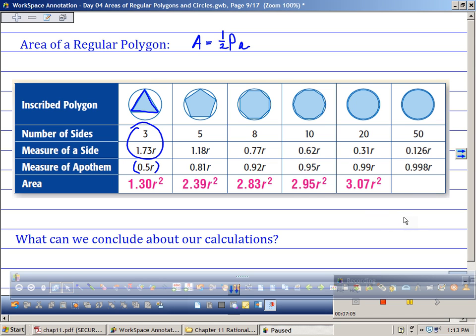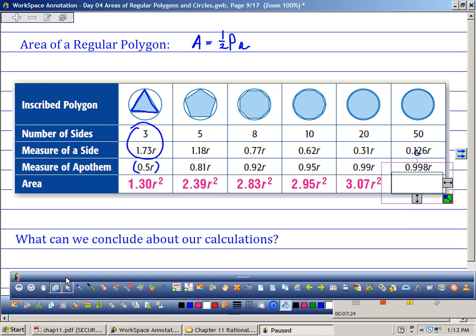What do you think the next one's going to be? You don't need to write this down. I just want you to look at it. You don't need a calculator, Connor. 4.09. No. Tammany's got it. Why? Why did you say that?